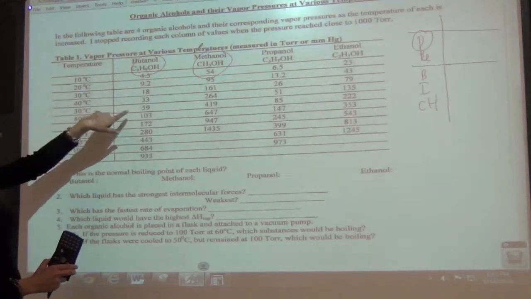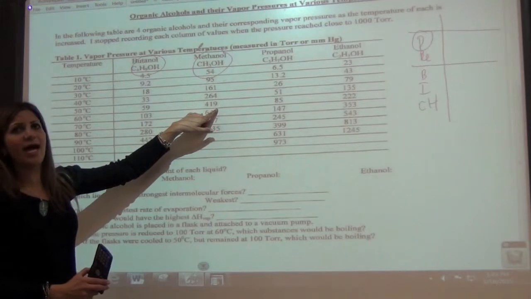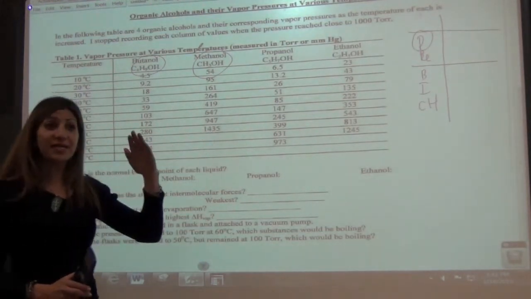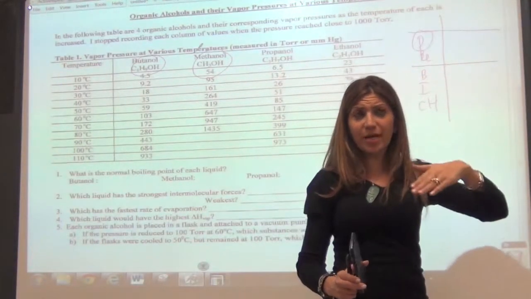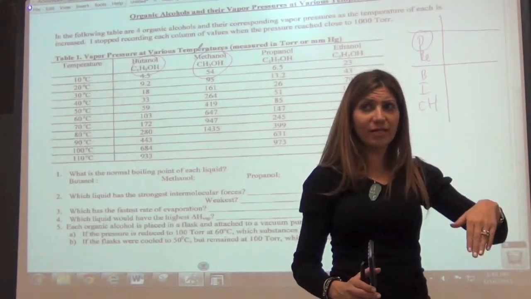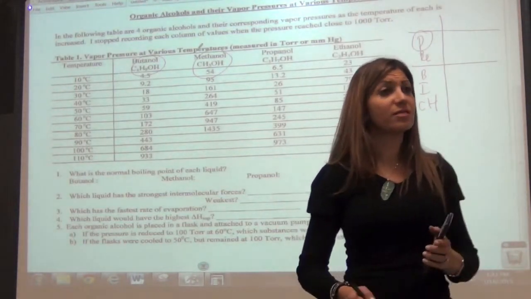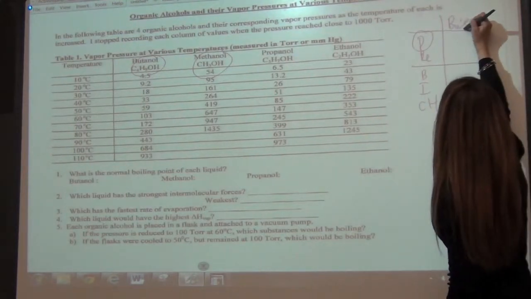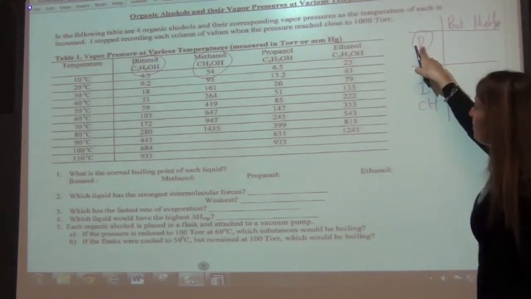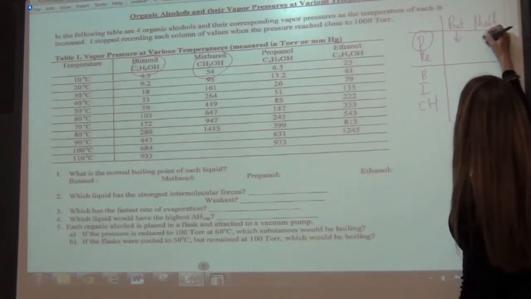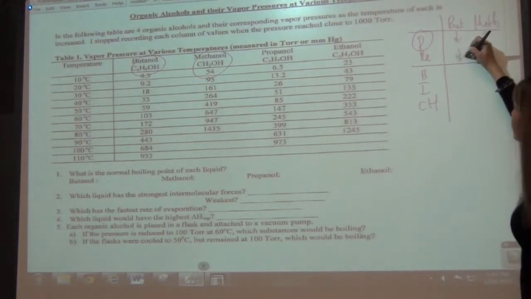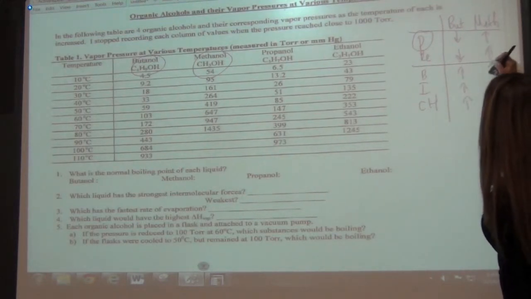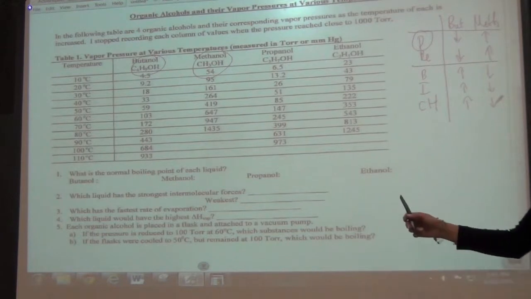Look at any temperature and it should be the same. At 50 degrees Celsius, butanol is my lowest and methanol is my highest. At 80 degrees, butanol is my lowest and methanol is my highest. Again, that idea that as you increase temperature, for every single liquid, your vapor pressure will also increase. So now I'm going to write this based on just butanol and methanol. Butanol was my low and methanol was my high. So this is a low, which means the rest of these must be high. And if this is high, then the rest of these are low. And then you would answer the questions.